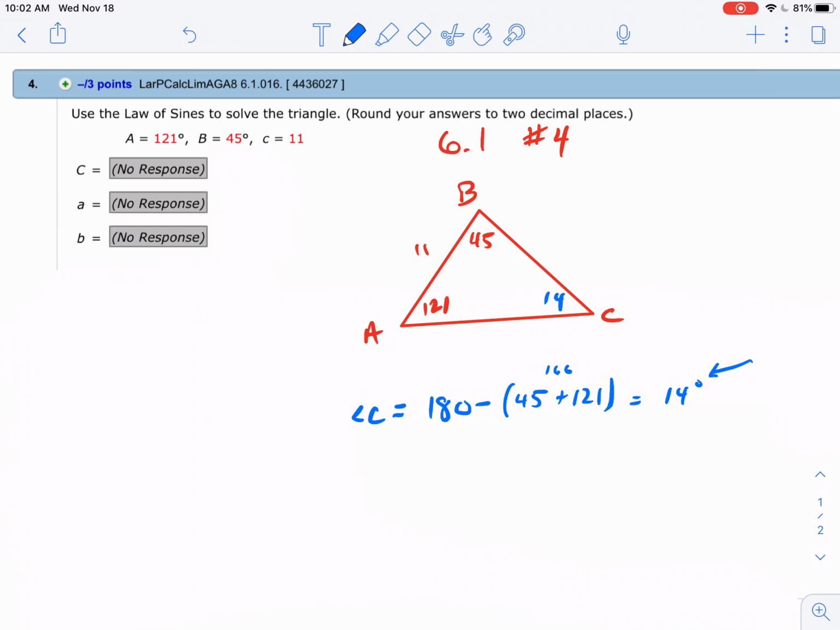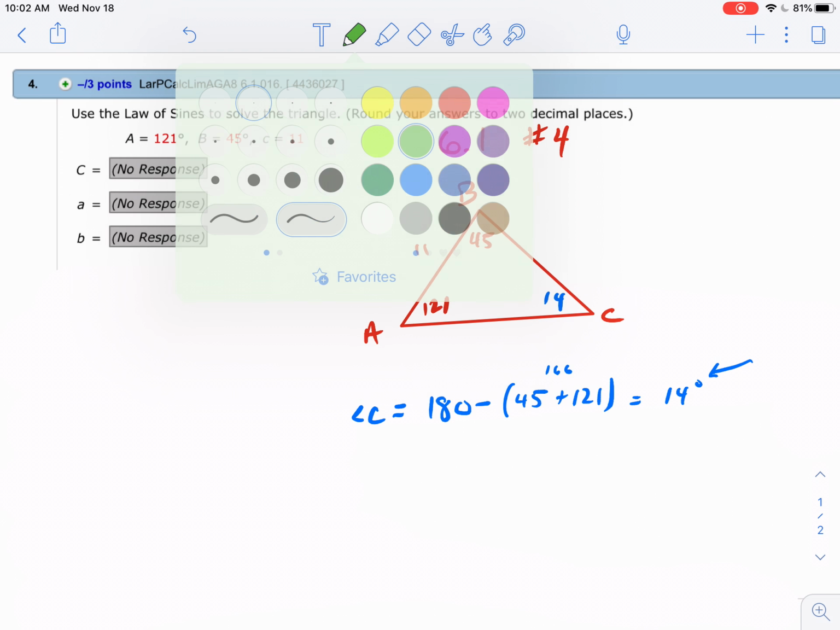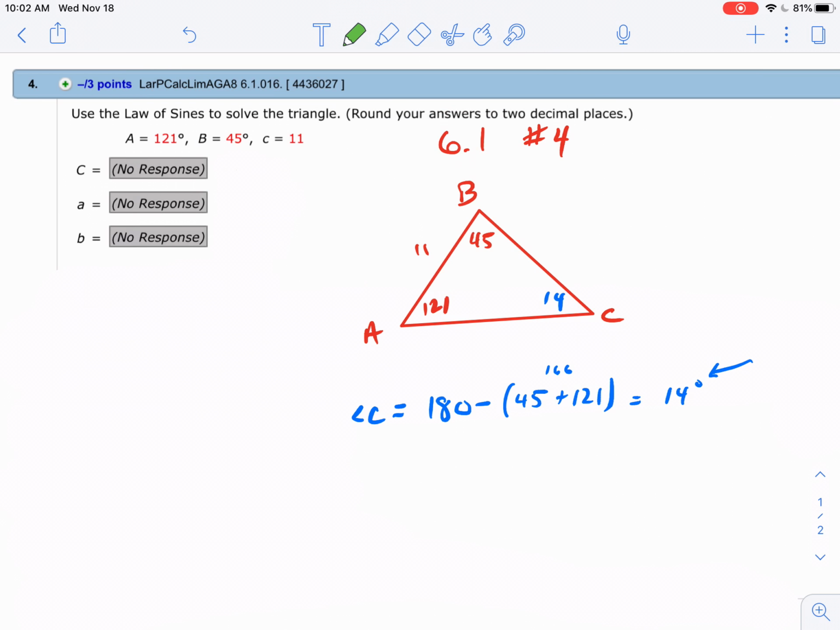So it doesn't matter what we do next, but if I'm going to find, let's say, little a, I would put little a over the sine of 121, and then I would do my angle side pair, these guys right here. So I put the side on top and the sine of 14 on the bottom. So just make sure when you set up the law of sines that you always put both sides on top, or you put both angles on top. It doesn't matter which one you do.